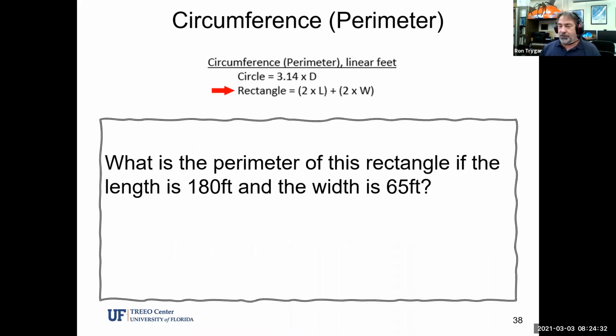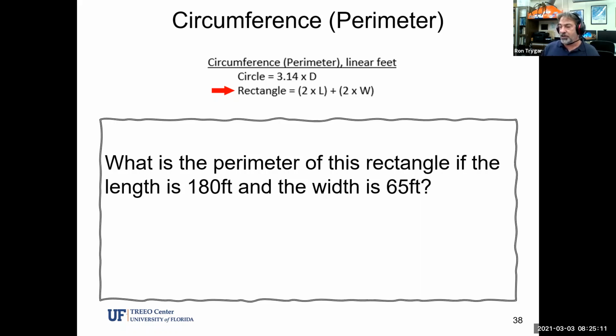So here's an example using the rectangular case of circumference, also known as perimeter. The question reads like this: what is the perimeter of this rectangle if the length is 180 feet and the width is 65 feet? Imagine you have a piece of land and you want to put a fence around it because you have a water plant or a well that you want to keep fenced in and protected. What's the perimeter? There's a couple ways you can do this math.